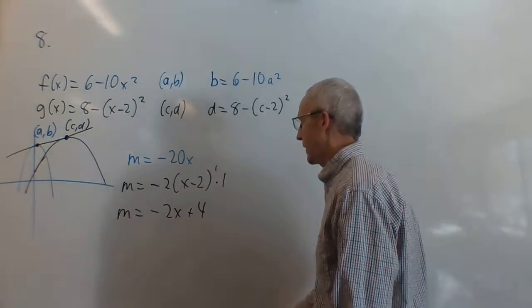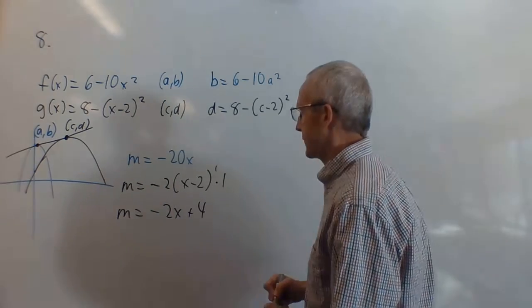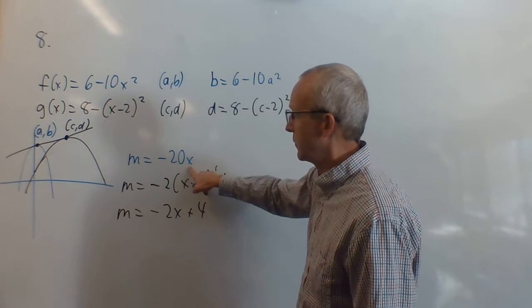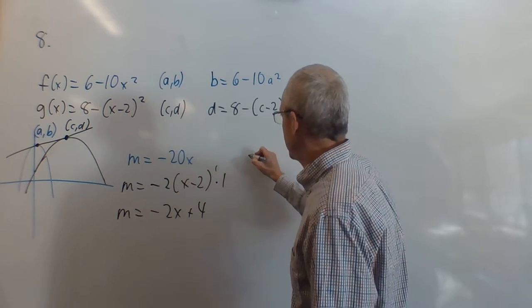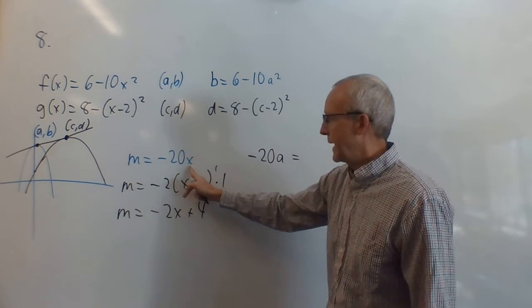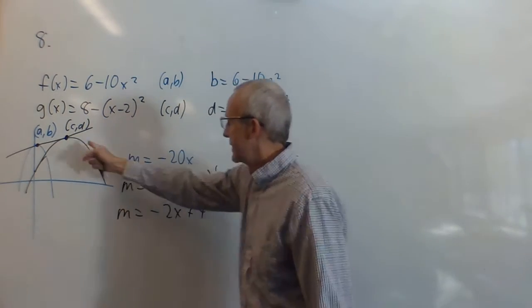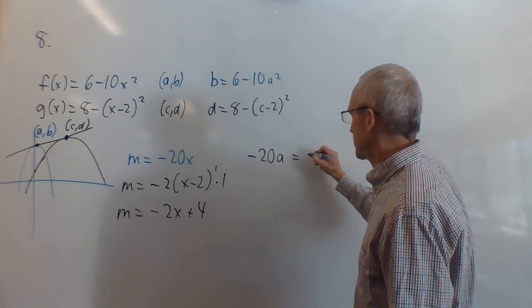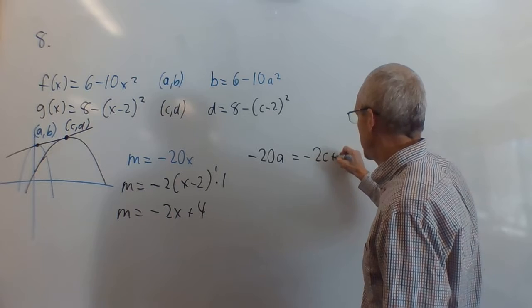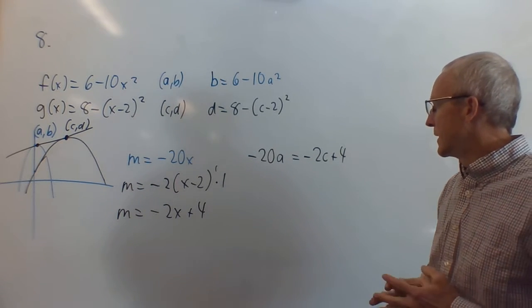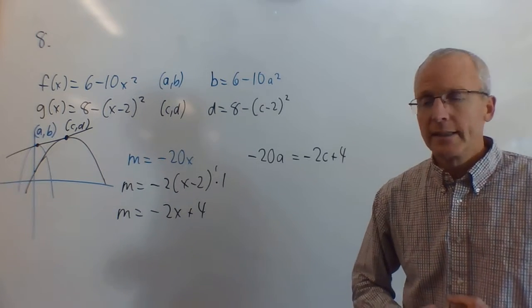Okay, so let's use that now. When those are equal at A, B, and C, D, they're equal. So when our blue one is A, so negative 20A, when x is a, that's equal to this slope when x is c. So negative 20a is equal to negative 2c plus 4. Okay, those are the slopes. So that's an equation. That's nice.